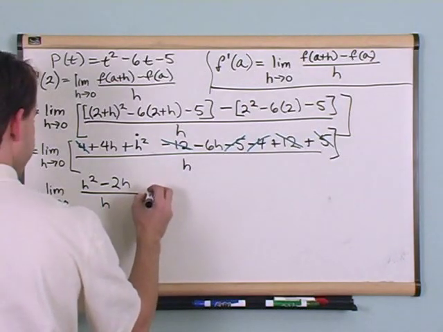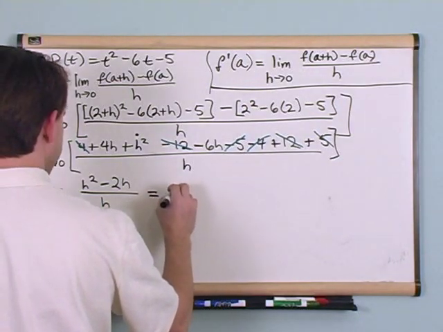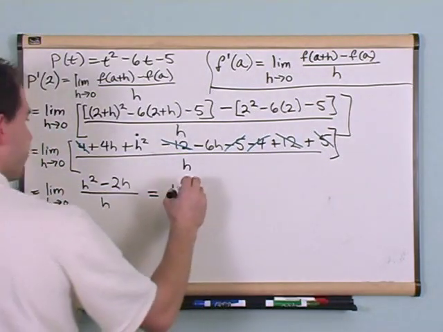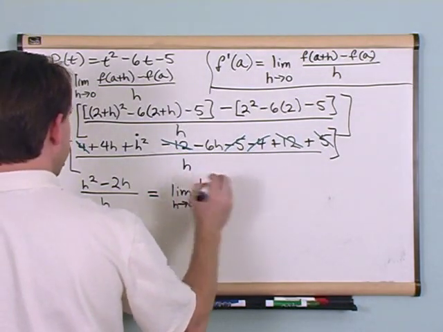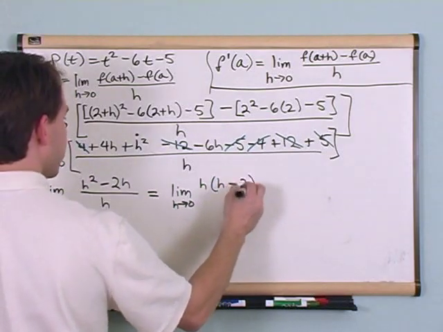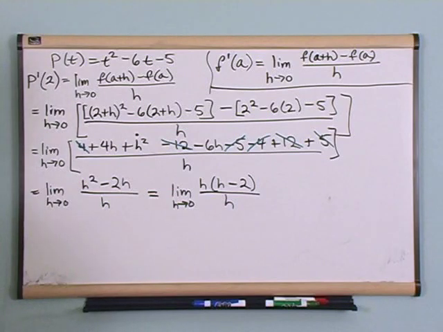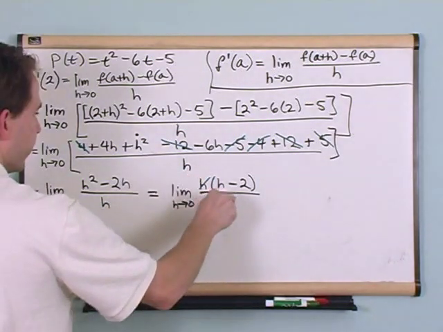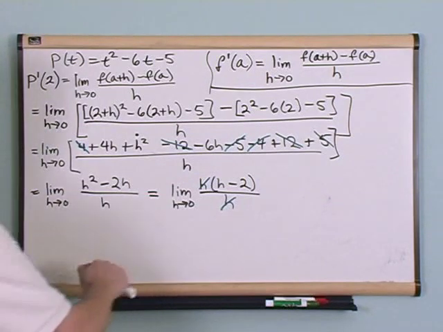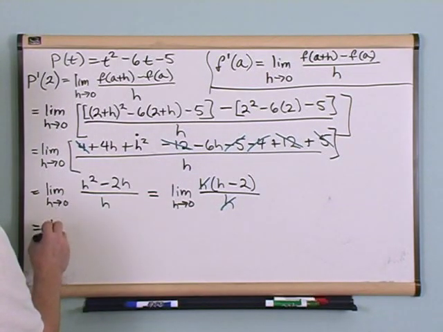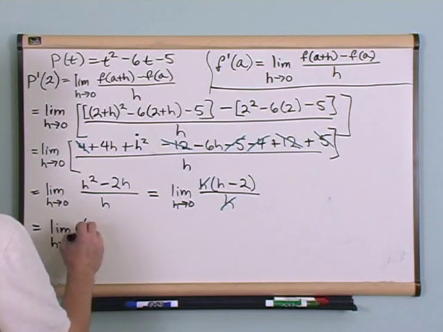Now how do you simplify this? I could say this is equal to the limit as h goes to 0. I'm going to pull out an h from the top. It's going to be h inside minus 2. All I did was factor out an h, and this is over an h. Now the only reason I really did that is because I knew that if I did that, this would cancel with this. Okay, because h divided by h is 1.